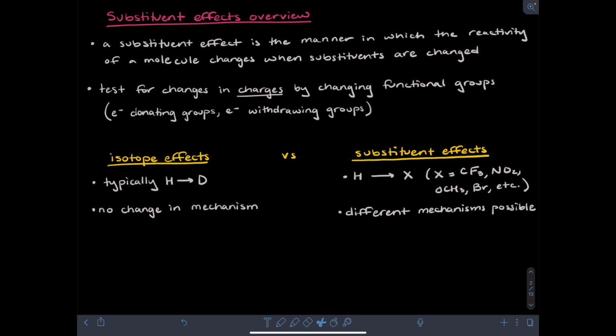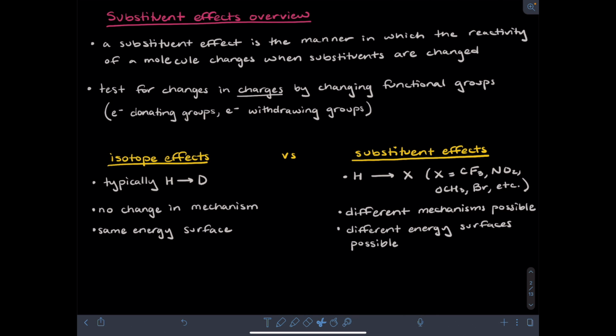For isotope effects, changing out a hydrogen for a deuterium does not change the mechanism of the reaction. It can change the rate, but it doesn't change the mechanism itself. When you're thinking about substituent effects, sometimes changing out a hydrogen for a different substituent can actually change the mechanism.